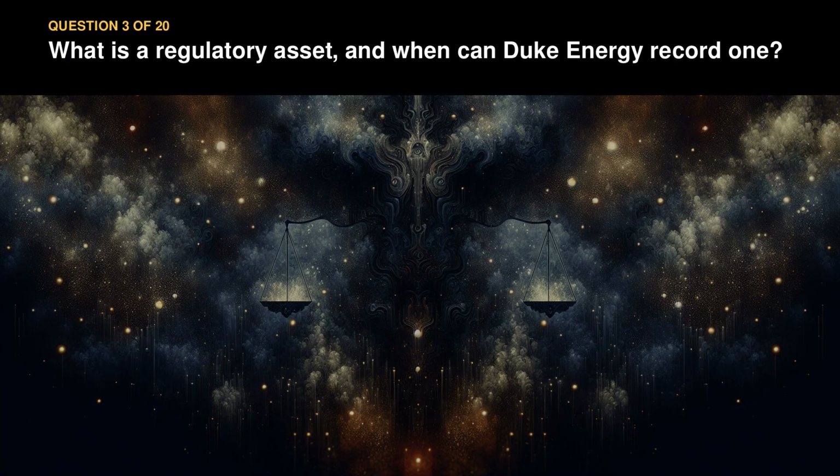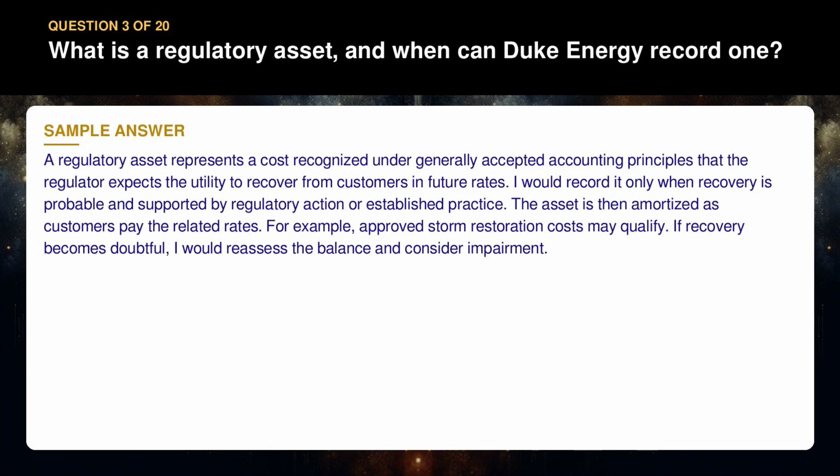Question 3. What is a regulatory asset, and when can Duke Energy record one? A regulatory asset represents a cost recognized under generally accepted accounting principles that the regulator expects the utility to recover from customers in future rates. I would record it only when recovery is probable and supported by regulatory action or established practice. The asset is then amortized as customers pay the related rates.